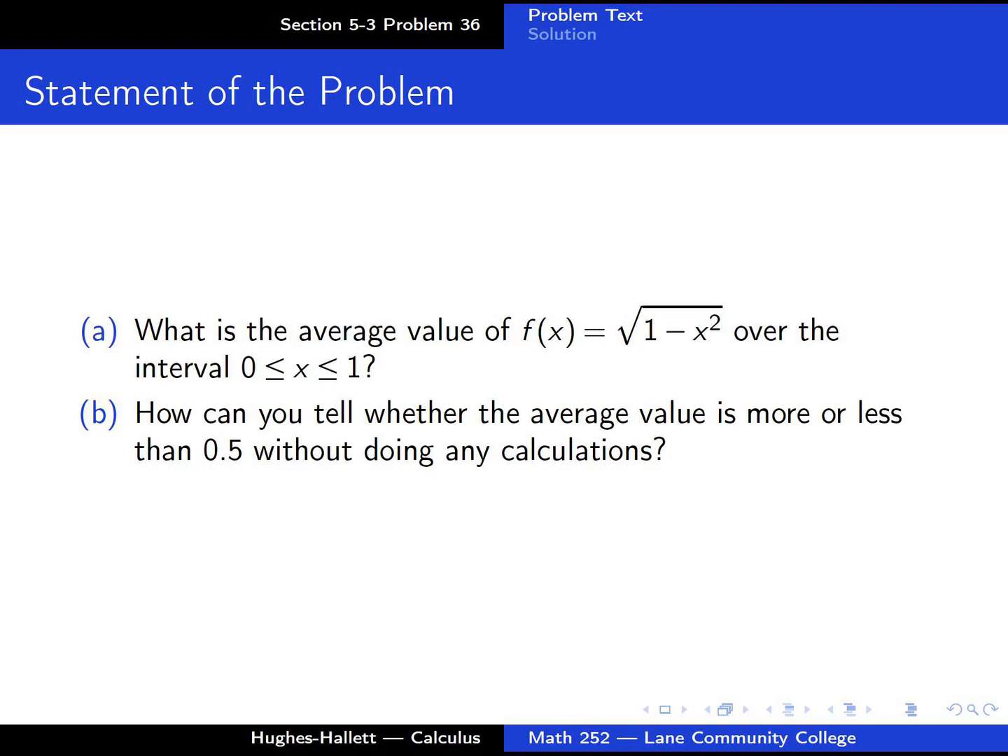Welcome to 52. We're looking at problem number 36 from section 5.3 of the Hughes-Hallett calculus text. We've been asked to calculate the average value of a particular function, the square root of 1 minus x squared, over the interval 0 to 1. And we're supposed to say how we could tell whether this average value is more or less than 1/2 without doing any calculations. So let's take a look at this situation.